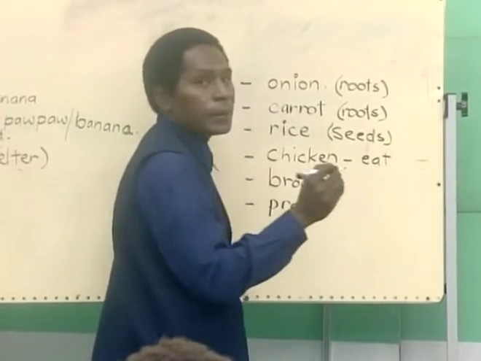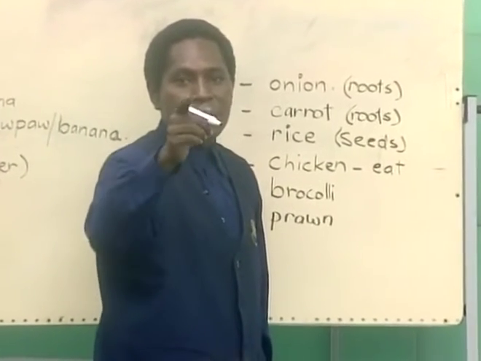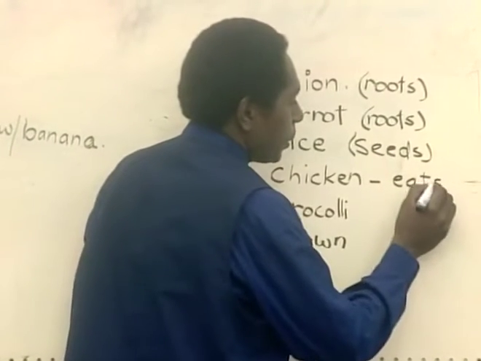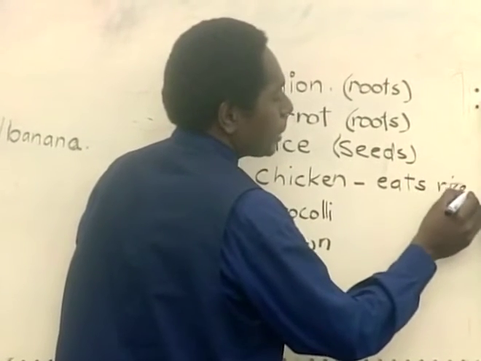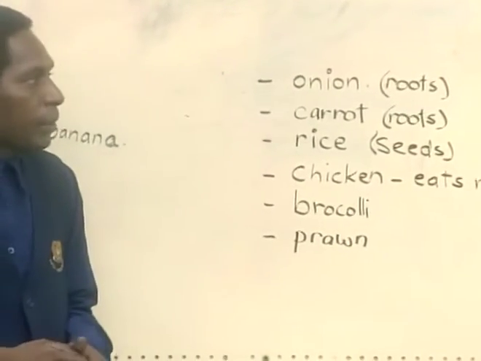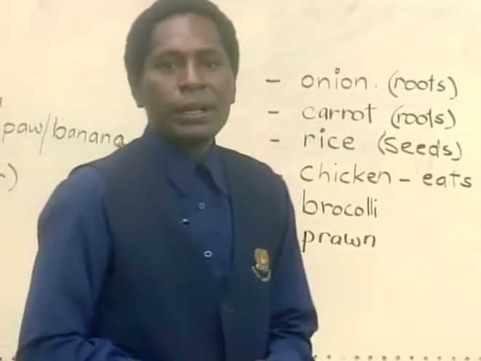And of course, other. Yes, receiving students, what else? Very good. Okay, coconut scrapes. It eats rice, and rice is a plant that the chicken eats. So the chicken eats rice there.